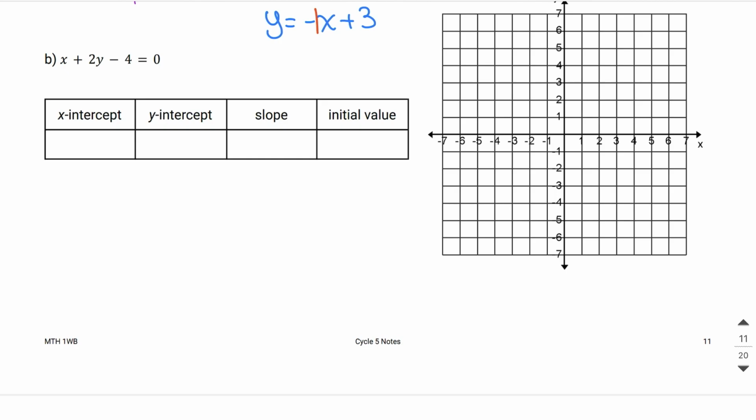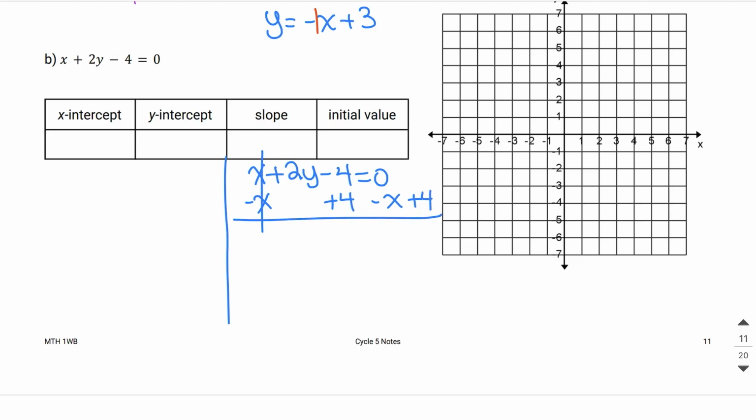Okay. In the next example, I actually want to isolate y first. So if I write down the equation, it's x plus 2y minus 4 equals 0. So I'm going to subtract the x, and I'm also going to add the 4 all in the same step just to make my life easier. So that's gone and that's gone, right? So I end up getting 2y equals 0 minus x is negative x, and then I'm just going to have a plus 4.